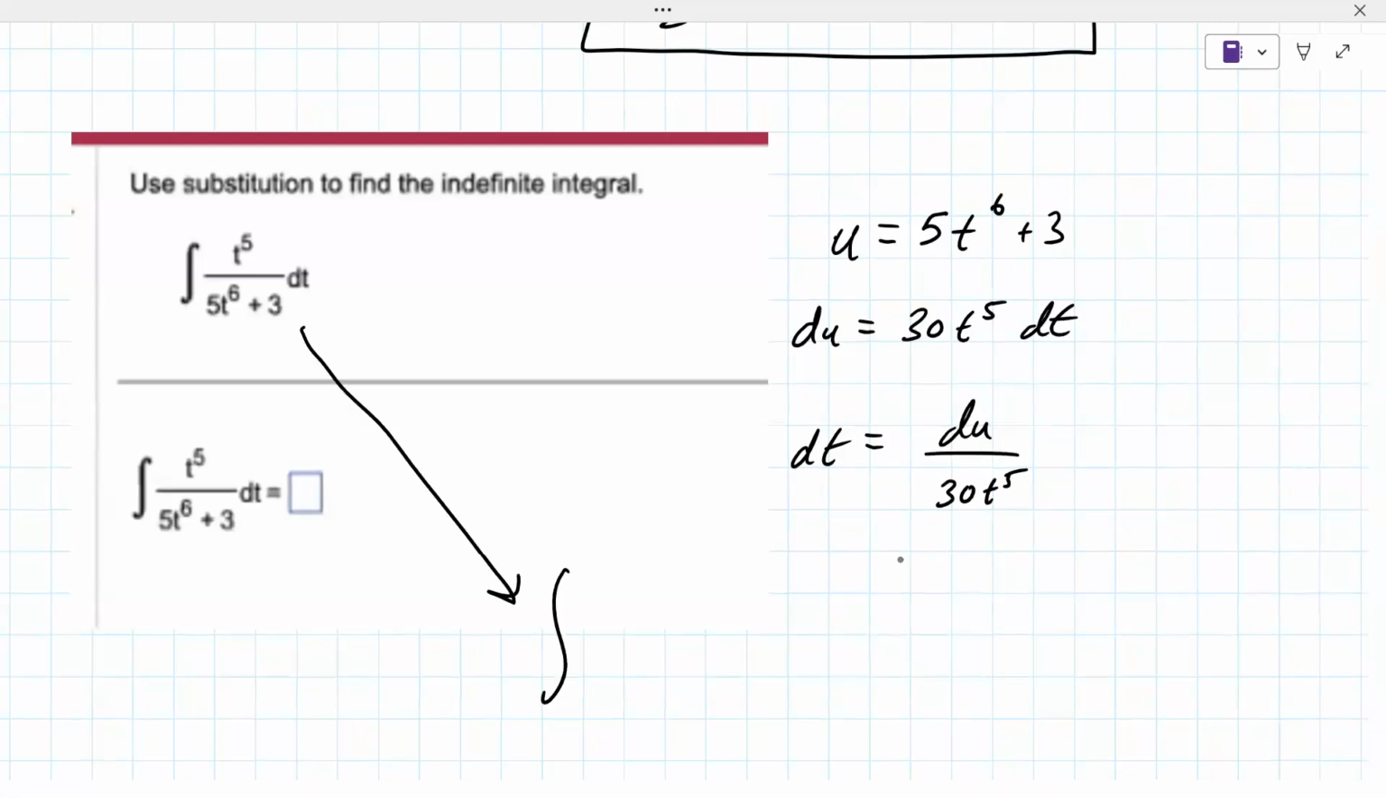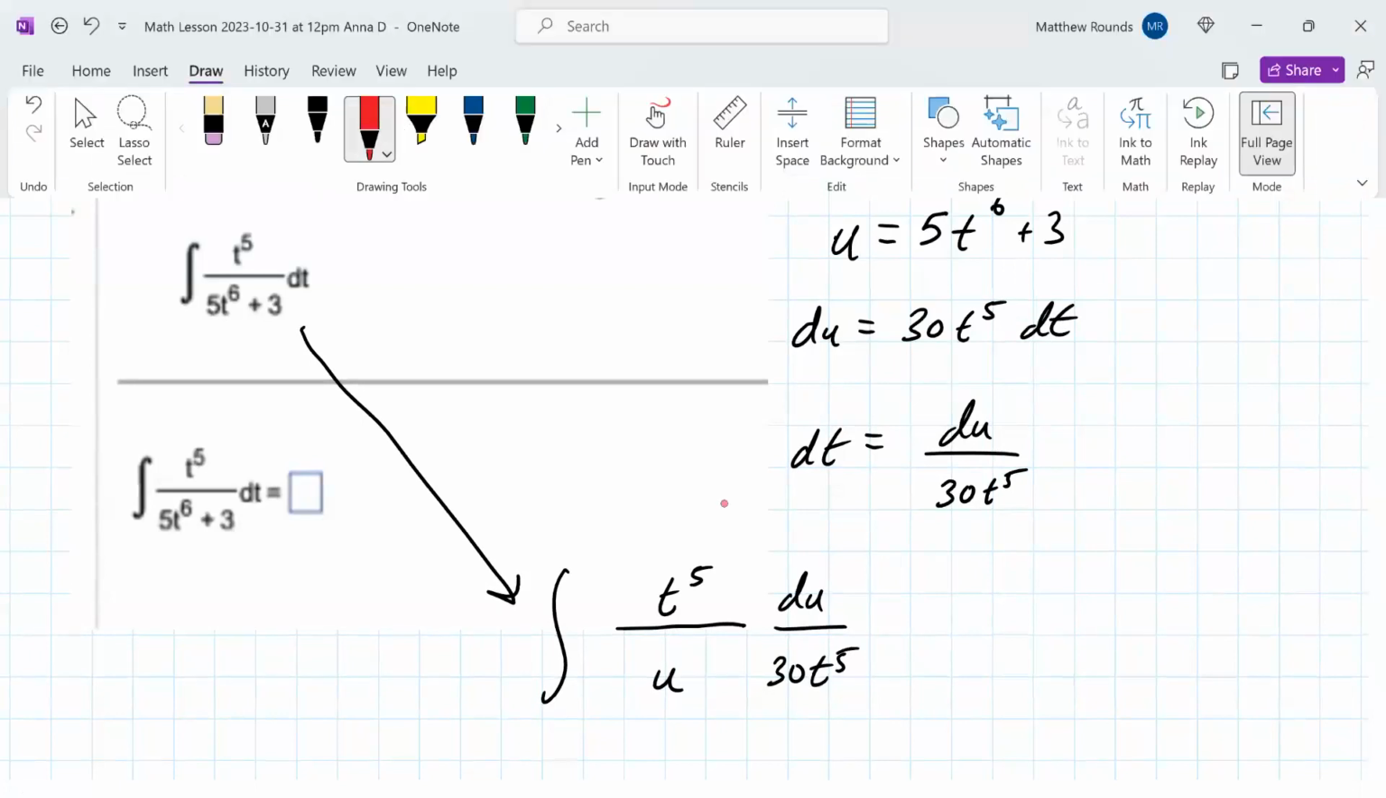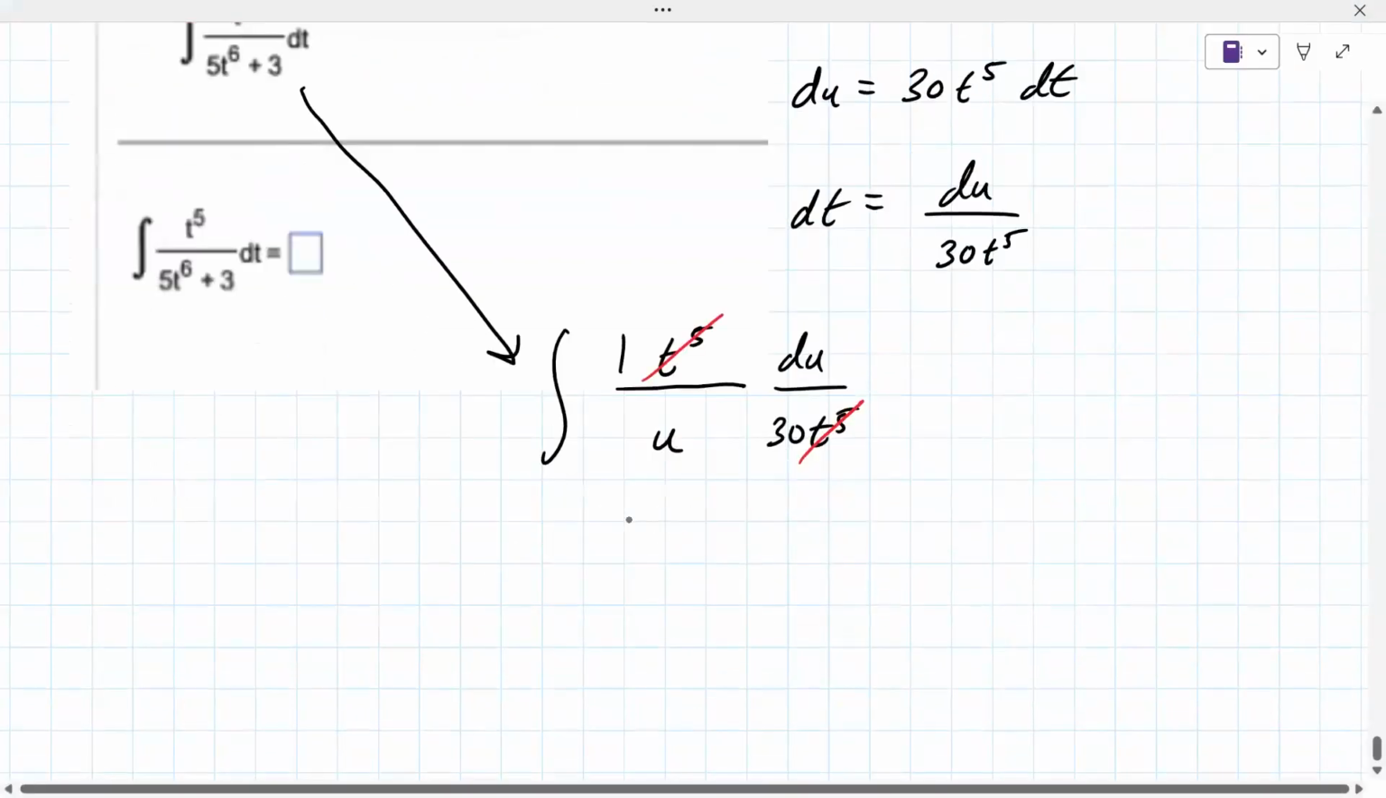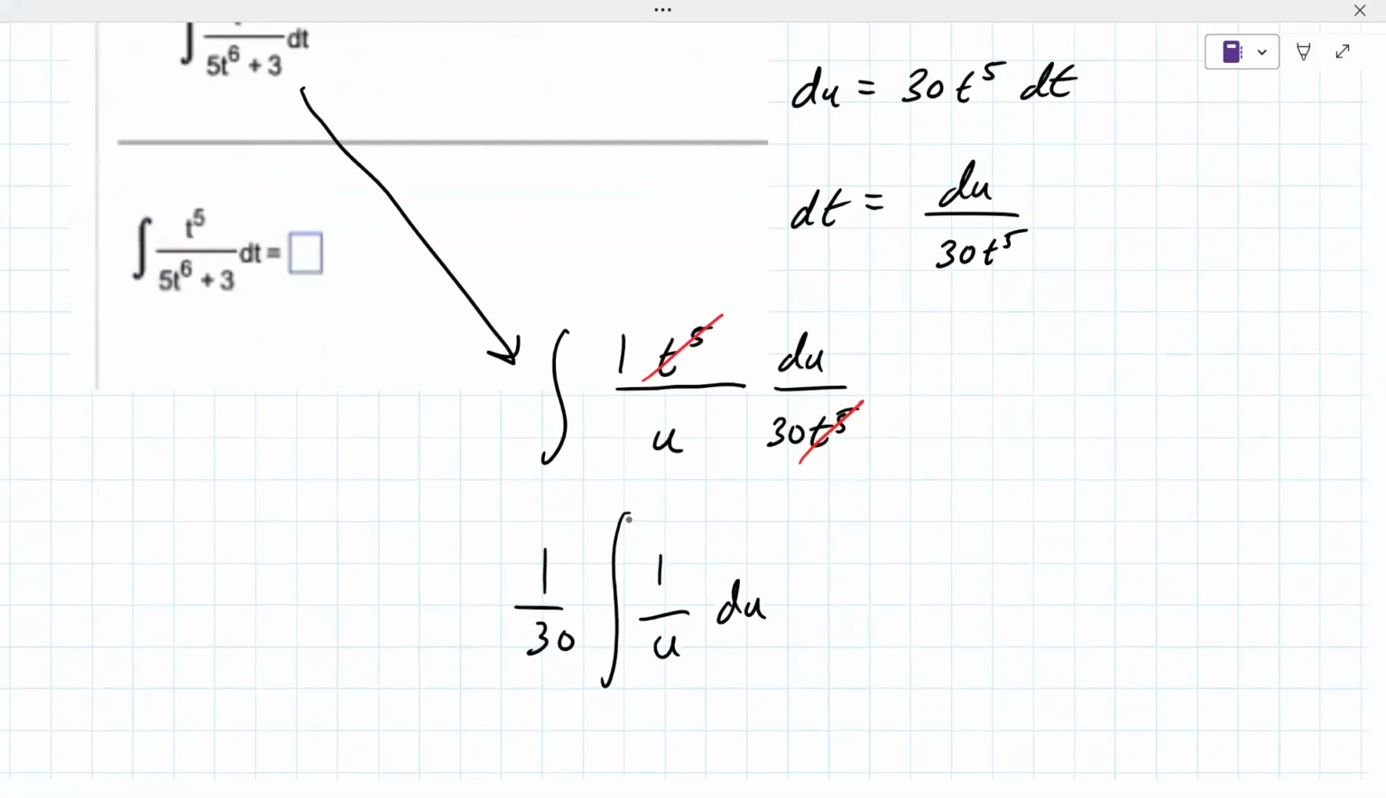This integral becomes, we don't know t to the 5th, but we know the bottom is u, and we know dt is du over 30t to the 5th. This time you can see that those t to the 5ths just cancel, and you have a 1 over 30 left over. It's 1 over 30, 1 over u du.